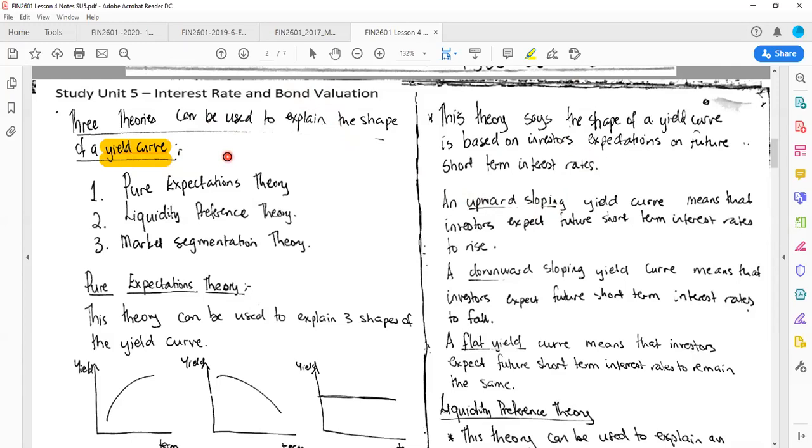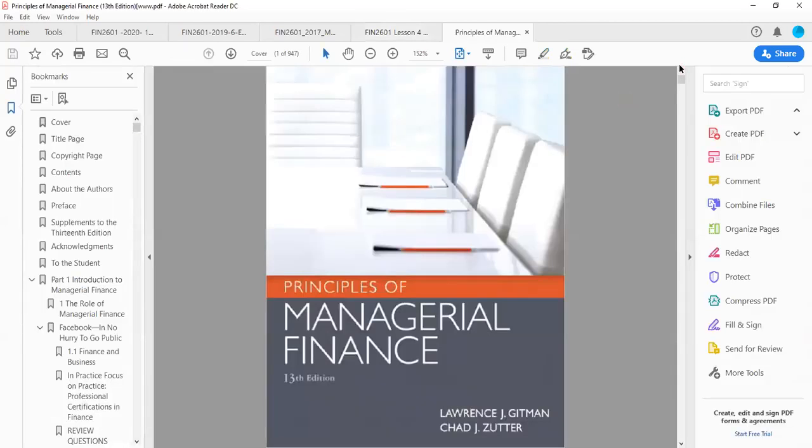It's simply a graph that shows the cost of borrowing money for different maturities. For example, the yield curve might show us that if you borrow money for 5 years, you pay a certain amount of interest. If you borrow money for 10 years, you pay a certain amount of interest, and so forth. So let me just illustrate to you what we mean by yield.